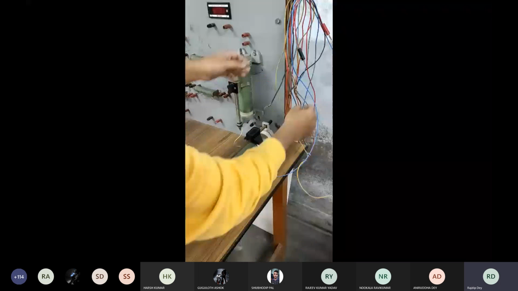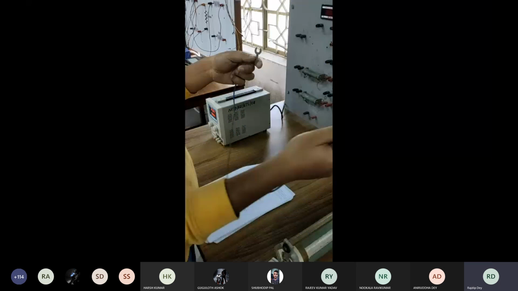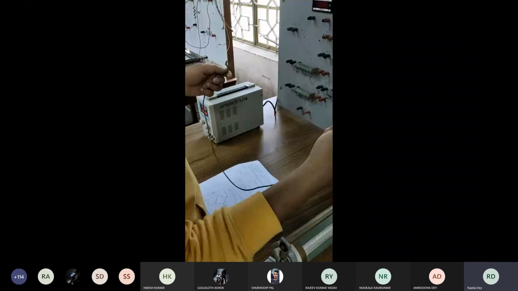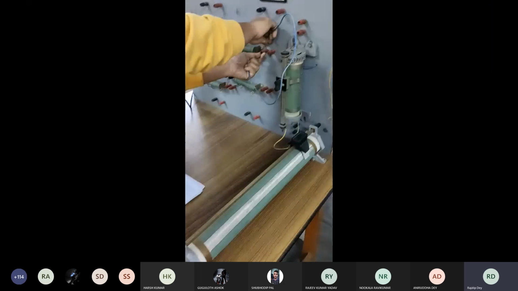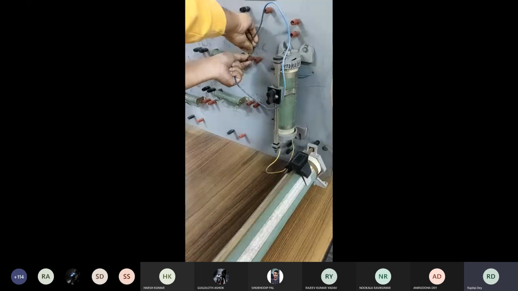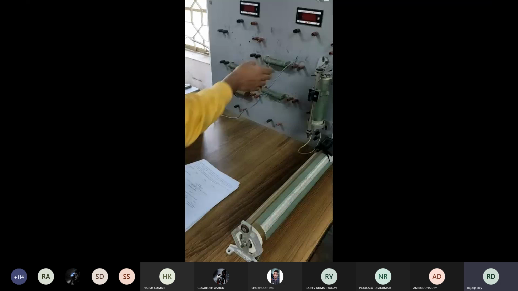Where you can see it has hooks like this. So this is for easier connection. So we can just put the wire like this, and this is our connection. So up to this is our total apparatus.